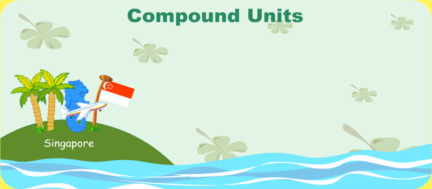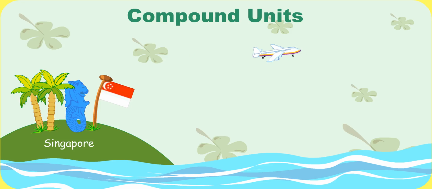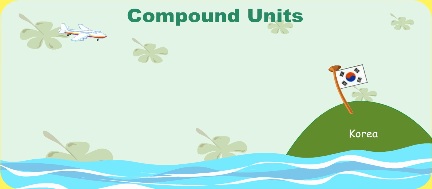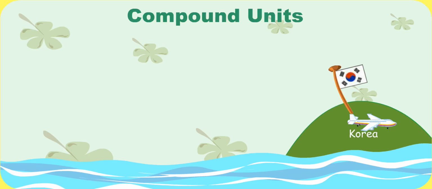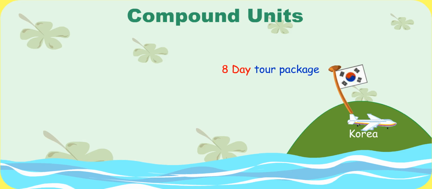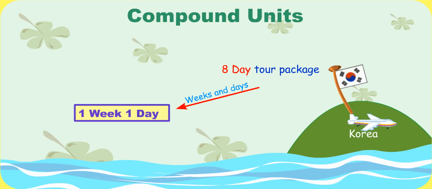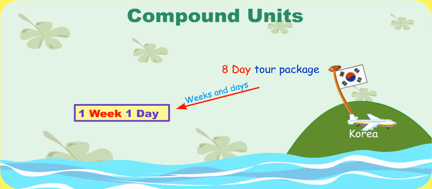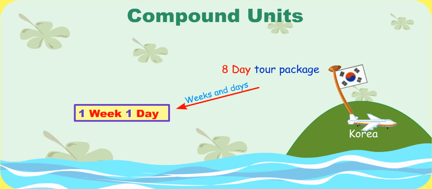Okay, have you been away from home before? If so, how long were you away? Let me recall. I went to Korea once for holiday. It was an 8-day tour package. How wonderful! We can also express 8 days as a compound unit. Yes, I know. In weeks and days, 8 days equal to 1 week and 1 day. Perfect answer. You've shown an understanding in your compound units of time.